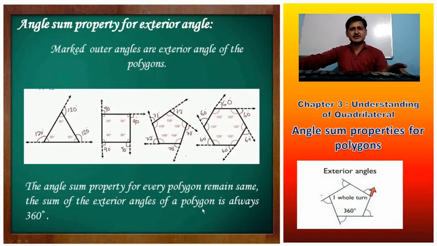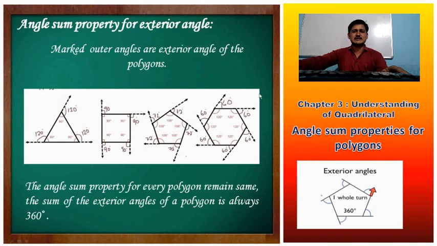What about the exterior angle? Now let's see the angle sum property for exterior angles. So students, I have taken many examples here where we can see the exterior angle. This is the exterior angle of the triangle. Okay, this is 120 degrees, this is 120 degrees, this is 120 degrees. This is the exterior angle of a square where these angles are 90 degrees. This is a pentagon and this is a hexagon.